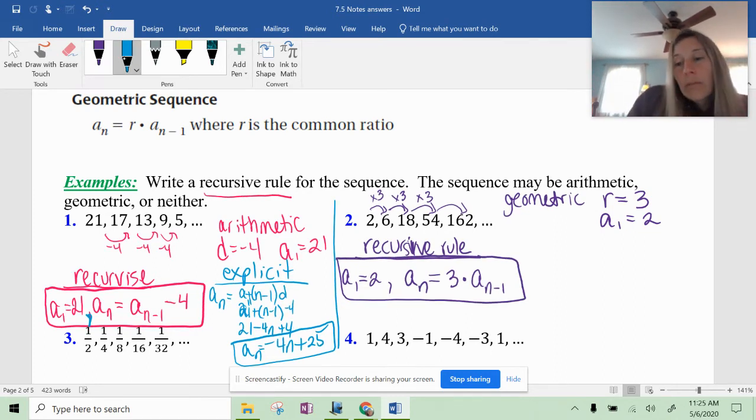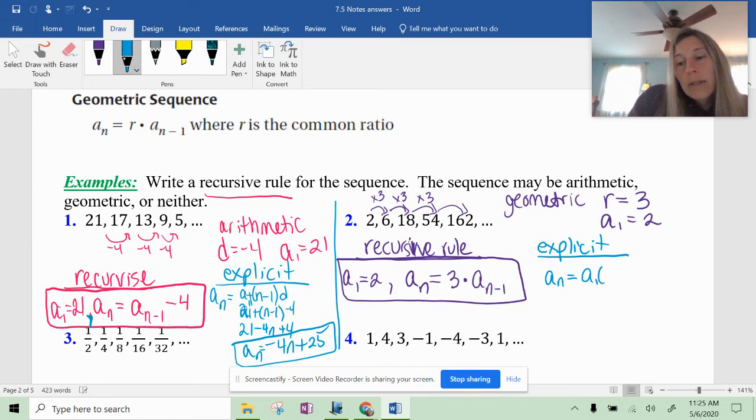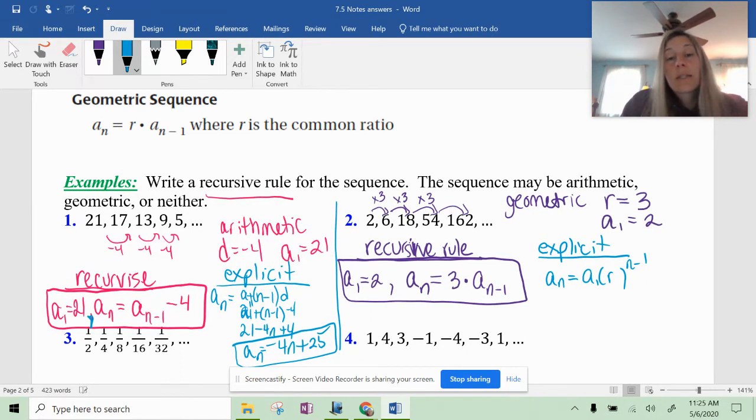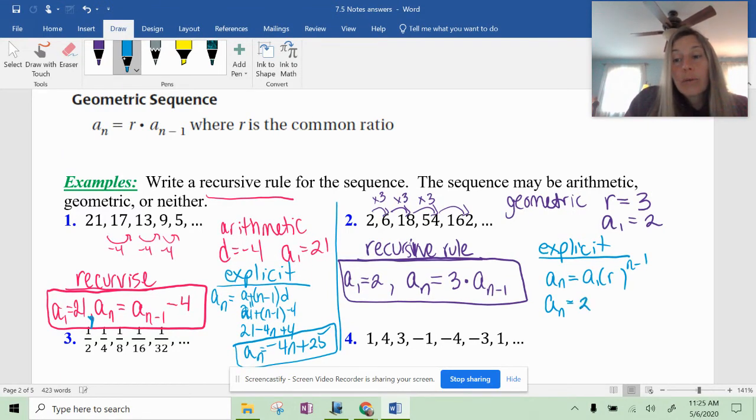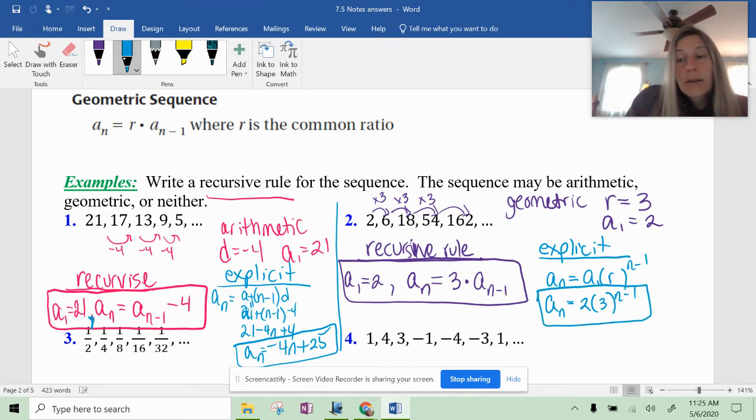Now, if I want to do my explicit rule, the formula was a sub 1 times r to the n minus 1, if you remember from the earlier section. So I would put in my 2 times my 3 raised to the n minus 1. So it would look like this. So you can see that they're going to look different.